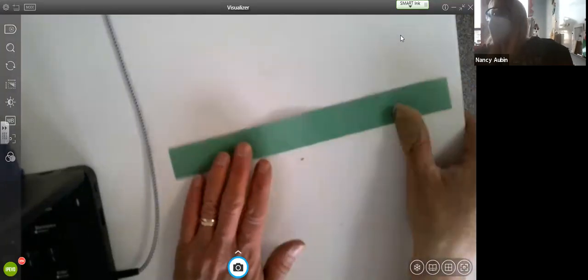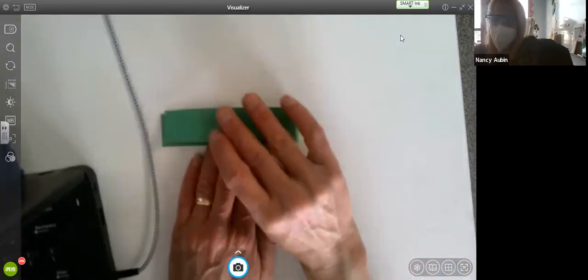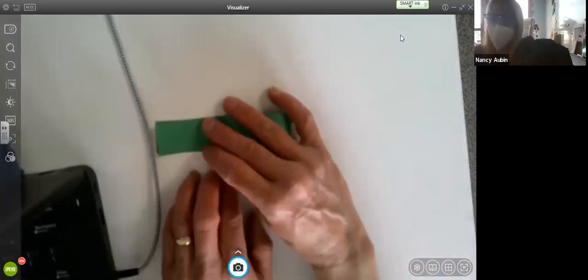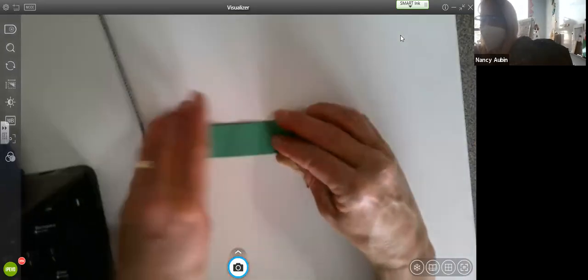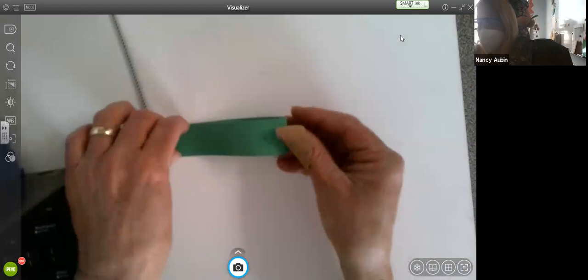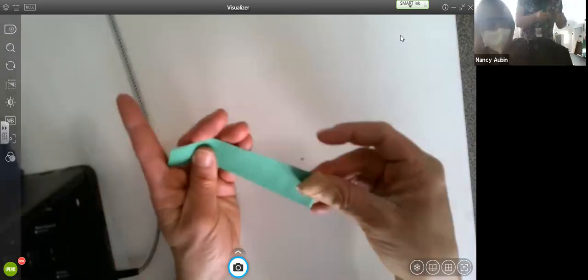Fold it. Get your folding fingers ready. We are going to take one end of our strip and match it to the other and fold it right there. Good idea, Lucas. And then we should have 2 equal parts.